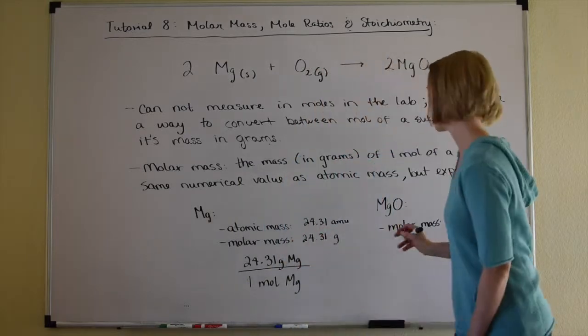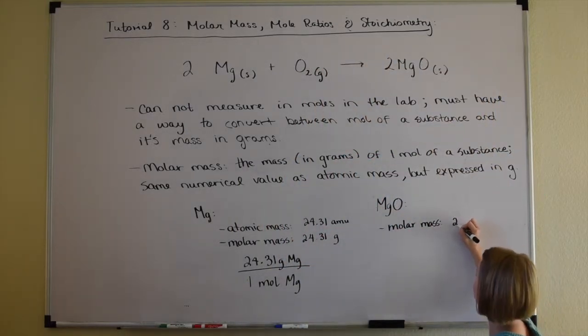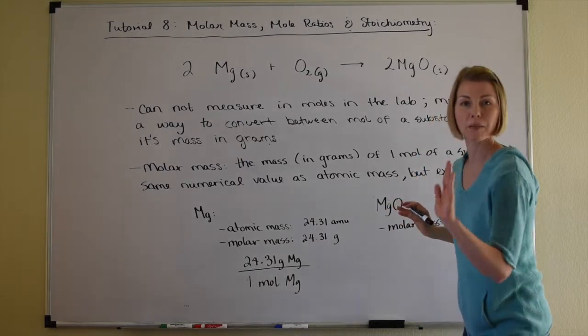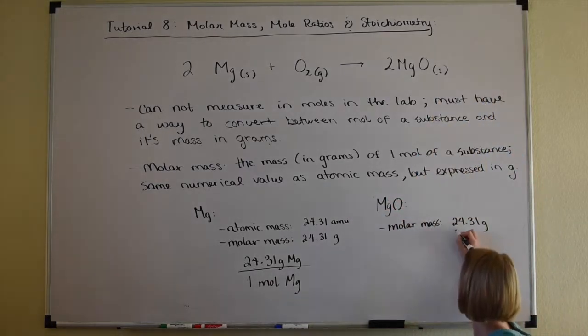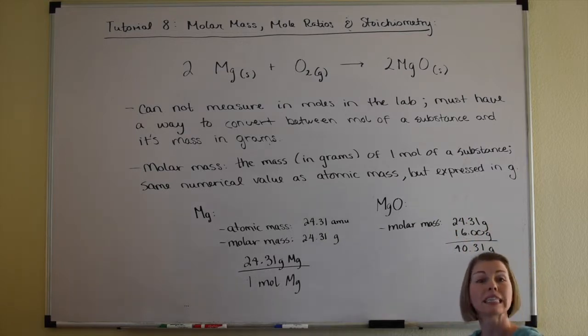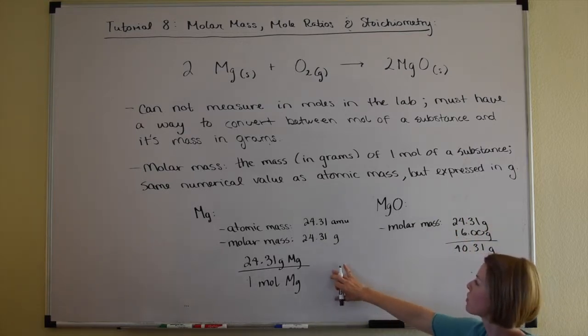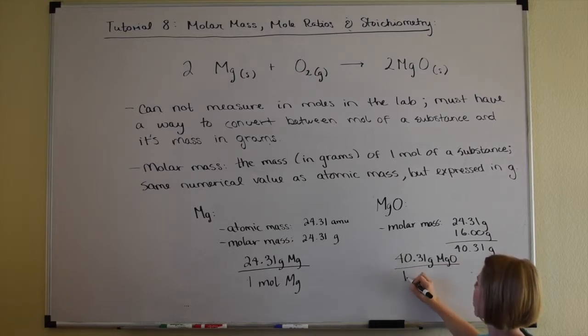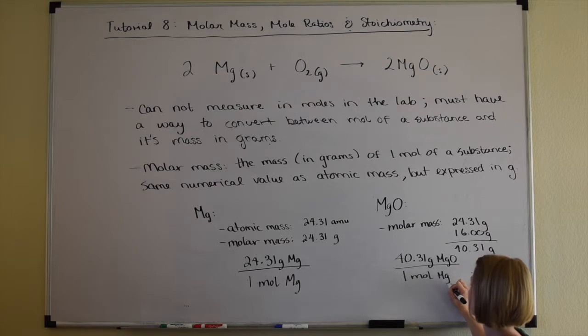So again, go to your periodic table, look it up for each element. So for magnesium, it's 24.31 grams. For oxygen, oxygen is a nonmetal in group 6A, so look it up there. Again, I'm going to round to the 100th decimal place. So I get 16.00 grams. Add those up. You get 40.31 grams. So I can write the molar mass for magnesium oxide as well in this conversion factor form. I'm going to go ahead and do that. So there are 40.31 grams of magnesium oxide in every 1 mole of magnesium oxide.